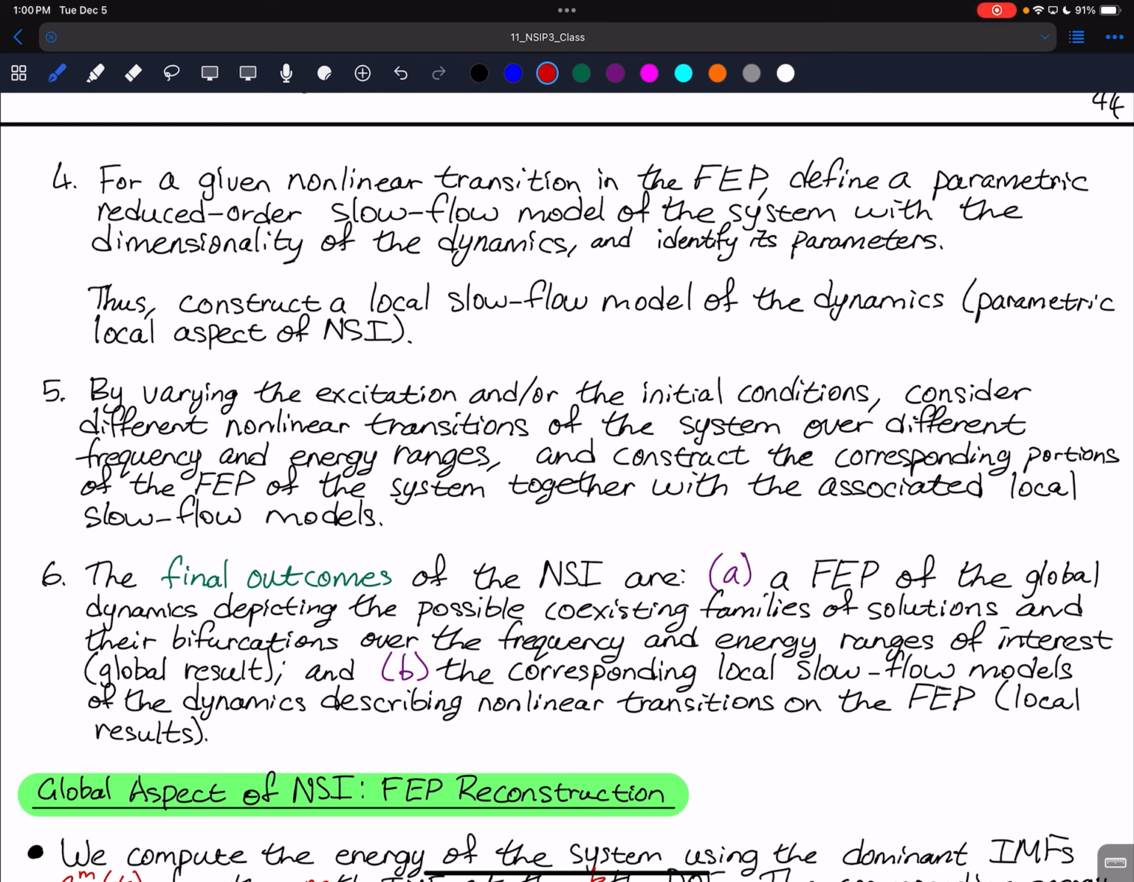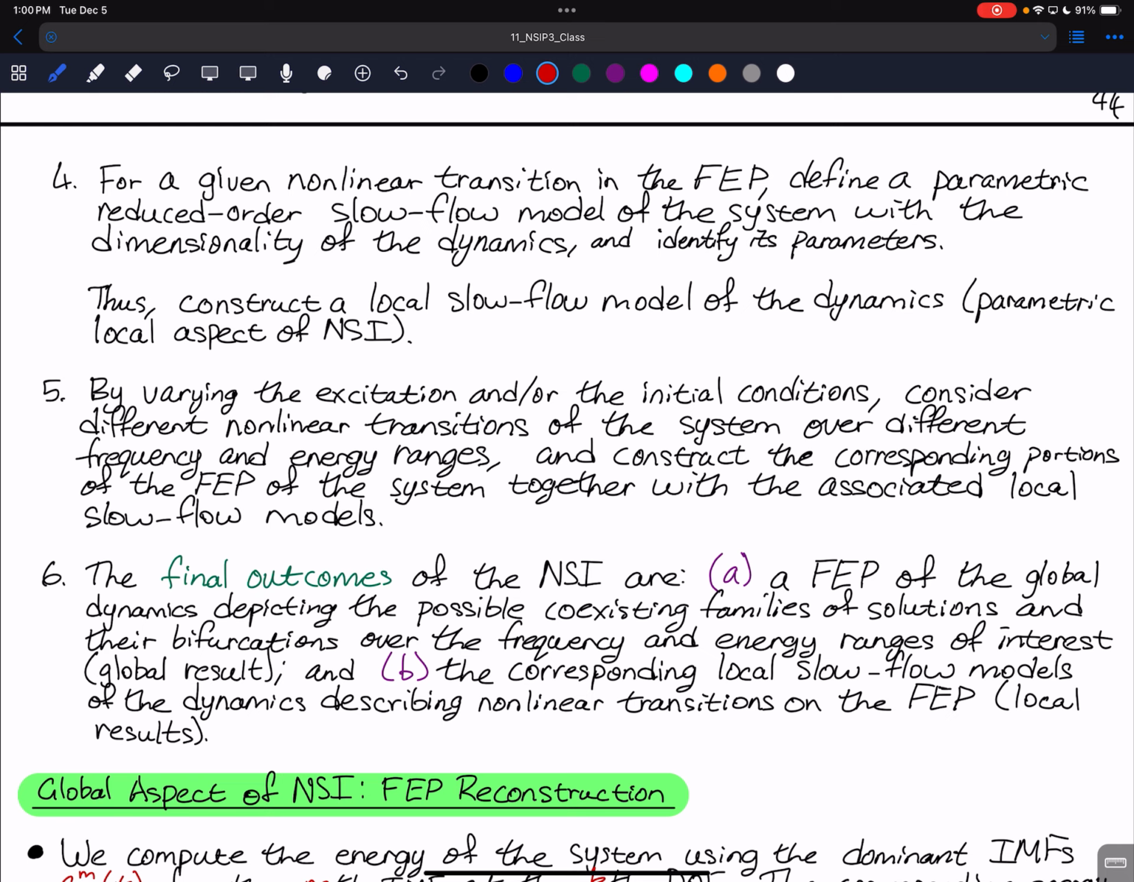Okay, so step 5, we would now vary that excitation or initial conditions and consider different transitions in that FEP over different frequency energy ranges, and then use that to construct portions of the FEP of the system together with that associated slow flow models. And then at the end of all of this, the final outcome is a frequency energy plot that characterizes the global dynamics, depicting different possible coexisting solutions, their bifurcations over a wide range of frequency and energies of interest.